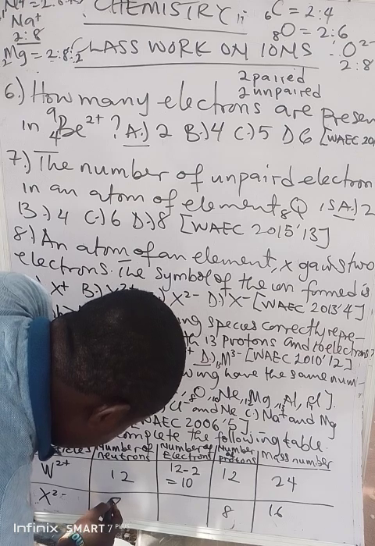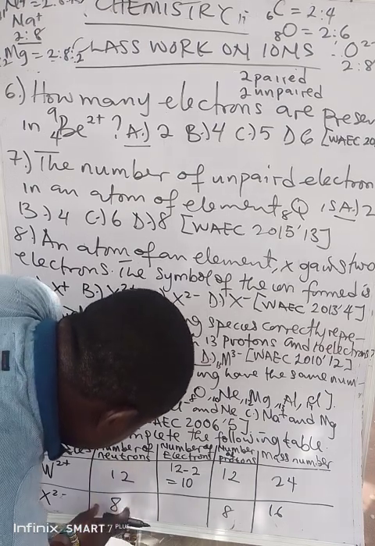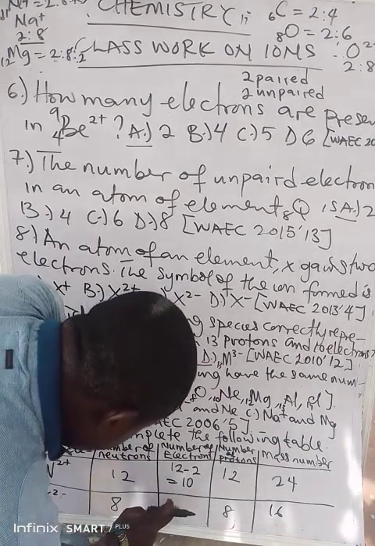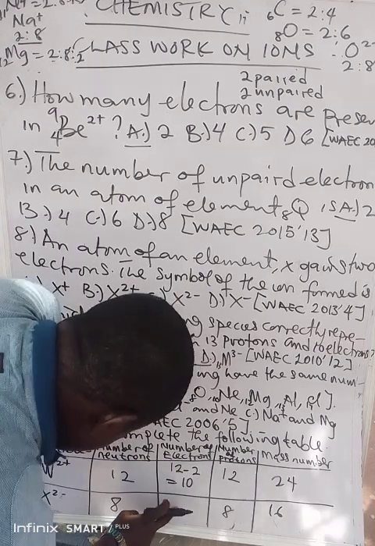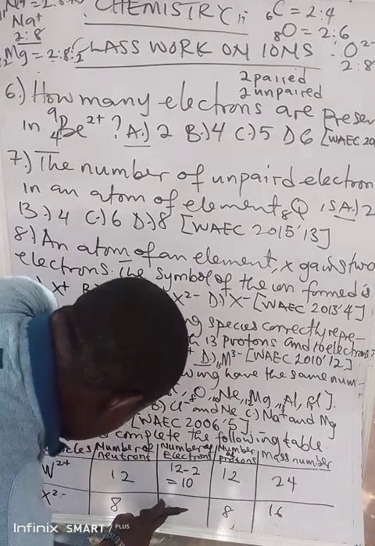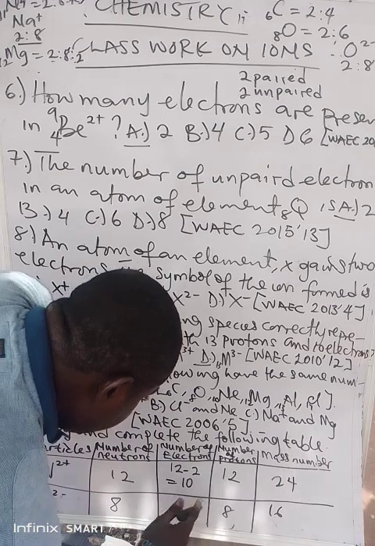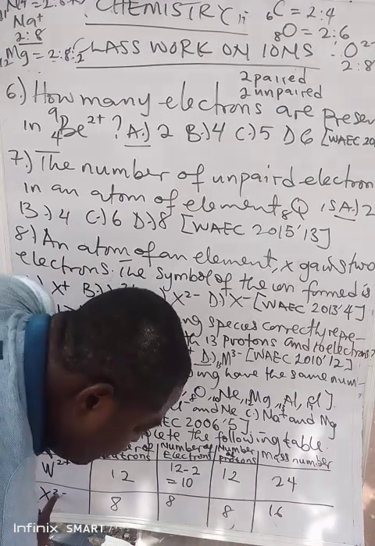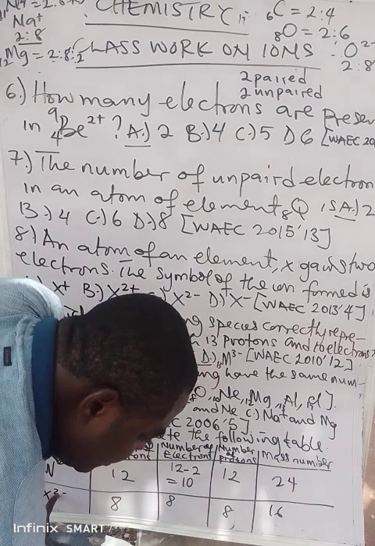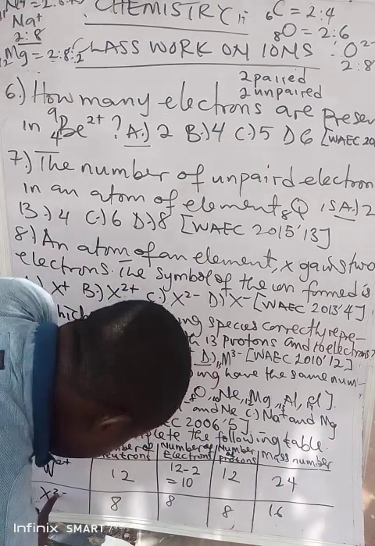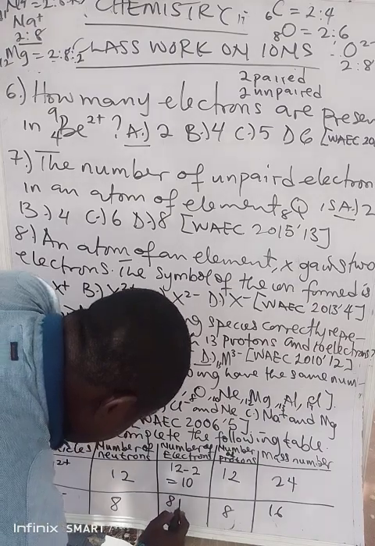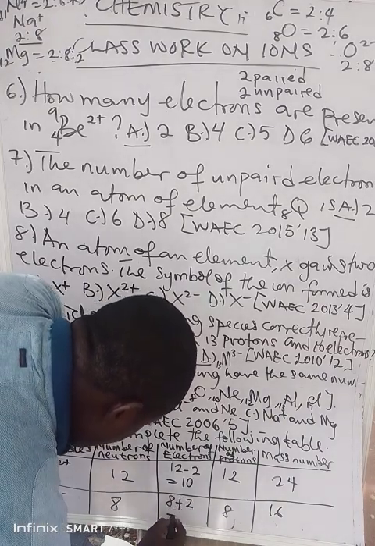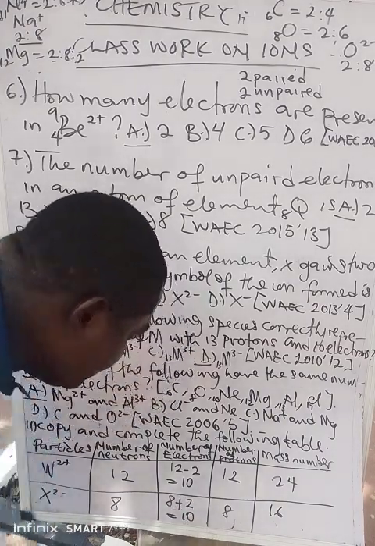So the electron number here is supposed to be the same as the proton number, 8. But because this one has 2 minus, what is the meaning of the 2 minus? It has gained 2 electrons. So it has added 2 to this to become 10. So this is a WAEC question.